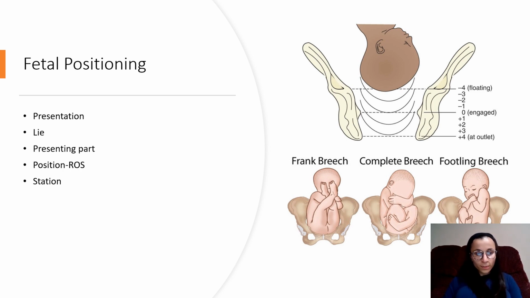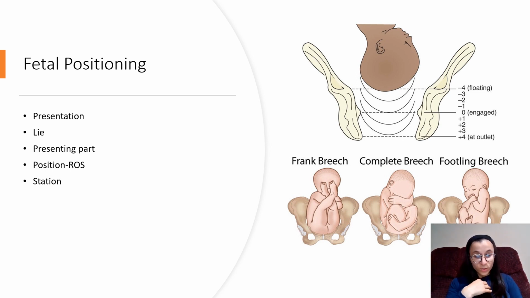Okay, so now we go into fetal positioning. So there's a few parts. There's the presentation. So this is basically which part of the baby is entering the birthing canal. So if you would look into the mom's vaginal area, which part do you see? Do you see the butt, the head? A hand? So there are different ways. So number one is cephalic, which is the head entering first, which is what you want. You want the head first.